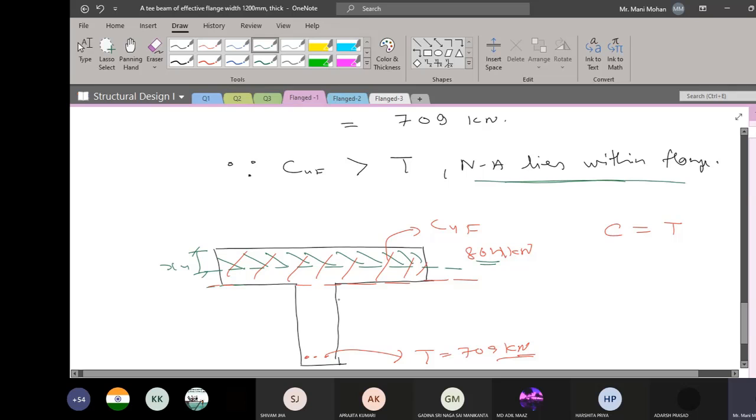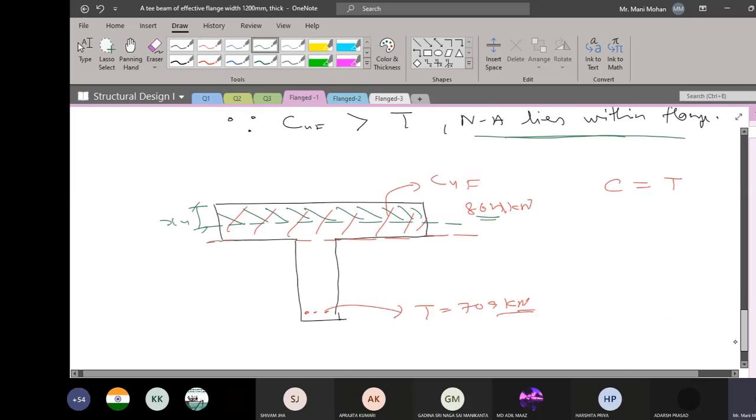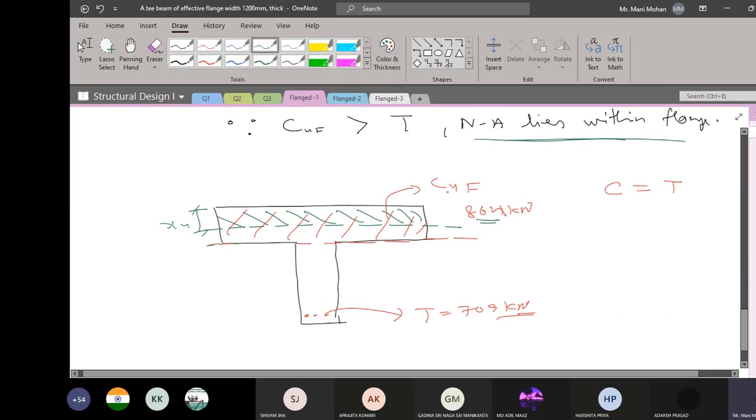So what you have to do is just compare the compression force in flange and the tension force. All right, and suppose your compression force in flange is less than the tension force. Okay, so please understand, if compression force in flange is less than the tension force, it means you have to shift this neutral axis downward. So you say your neutral axis is going to lie in the web. Is this thing clear to everyone? If not, I will repeat it again. Yes, sir. Okay. So I hope this is clear to everyone.